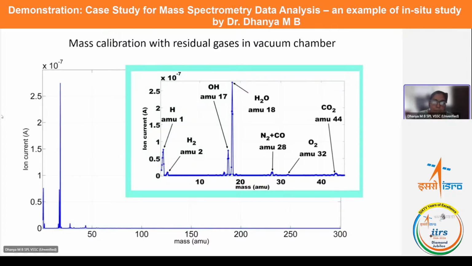You can see mass per charge on the x-axis and ion current on the y-axis. Certain peaks are seen. If you zoom in here, you can find that we have a peak at 18 AMU, 17 AMU, 16 AMU, then 1, 2, like that. So on Earth we have abundant N2, then O2, CO2, all are there in air. And in addition, this water is coming from the moisture in the air.